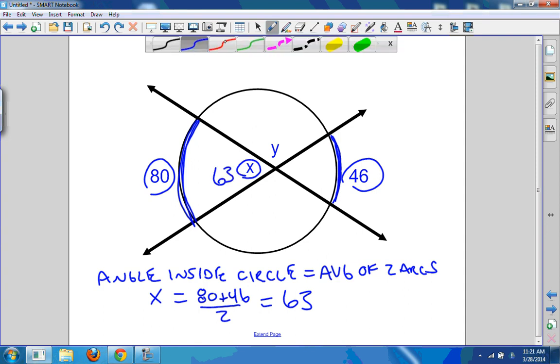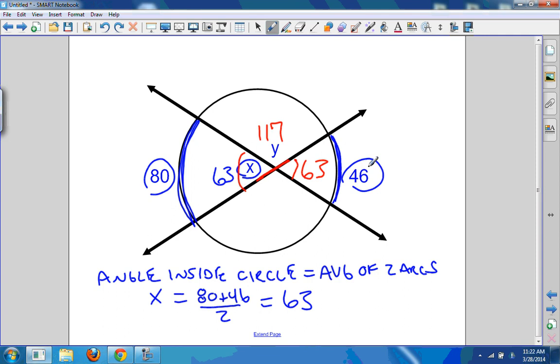Hopefully you remember from a long time ago that this angle x here and this are vertical angles, and they would be the same. And if we want to know this y here, it would be supplementary with 63. So when I add angle x, the 63 there, to the y, I should get 180 degrees. So that means this angle y must be 117 degrees, because 63 plus 117 has to equal 180, because they make a straight line there.